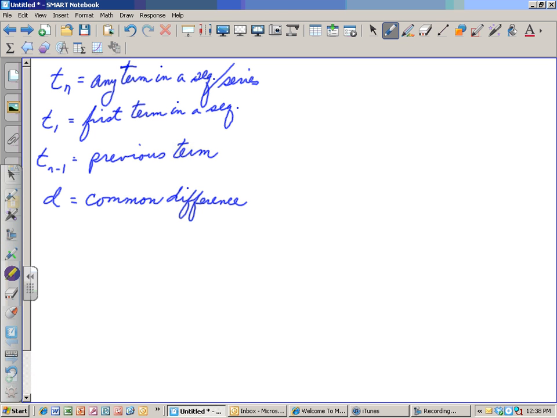Now what we're going to talk about today, as a noun, this is arithmetic. As an adjective, it's pronounced arithmetic. So today we're going to talk about an arithmetic sequence. Let me give you an example of what an arithmetic sequence might be.